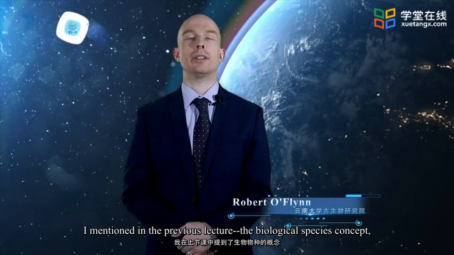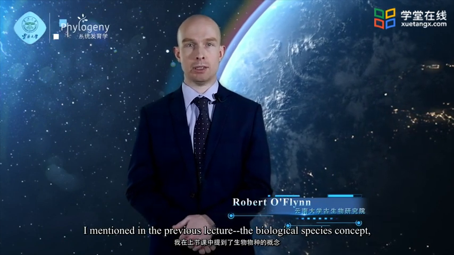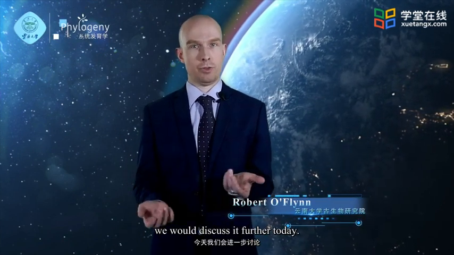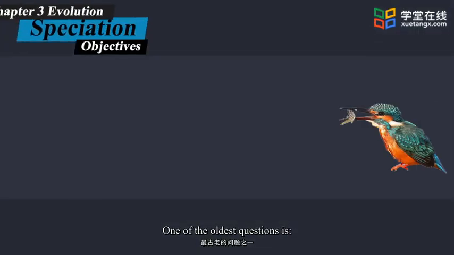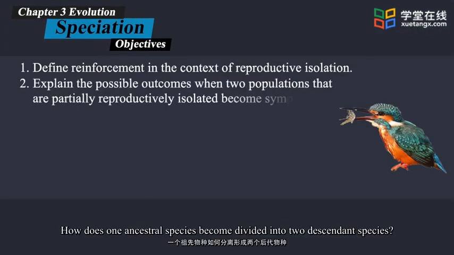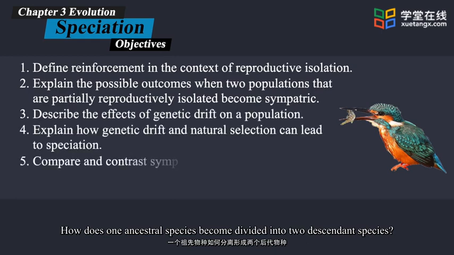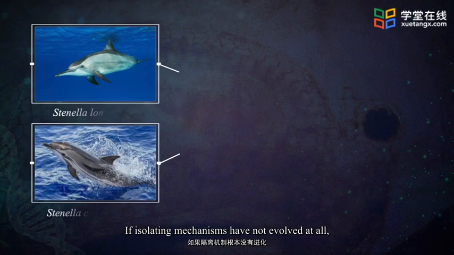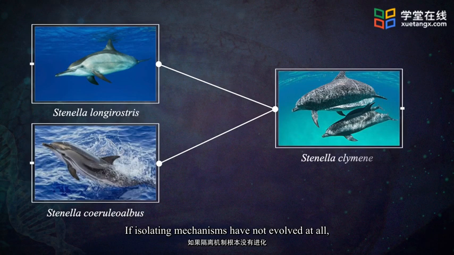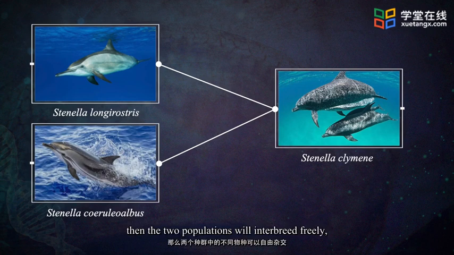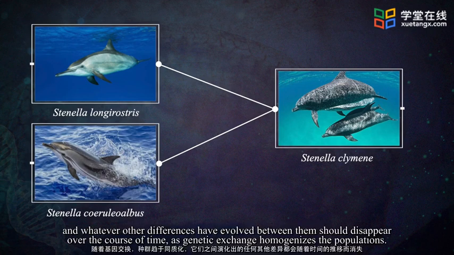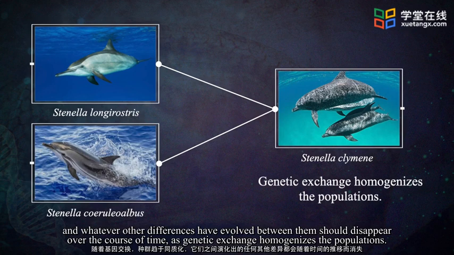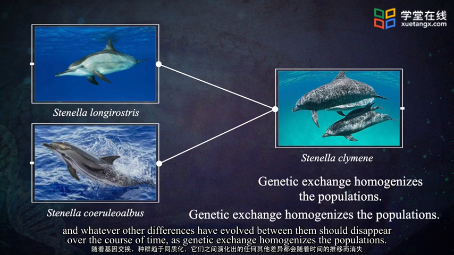I mentioned in the previous lecture the biological species concept, and we'll discuss that further today. One of the oldest questions is, how does one ancestral species become divided into two descendant species? If isolating mechanisms have not evolved at all, then the two populations will interbreed freely, and whatever other differences have evolved between them should disappear over the course of time as genetic exchange homogenizes the populations.